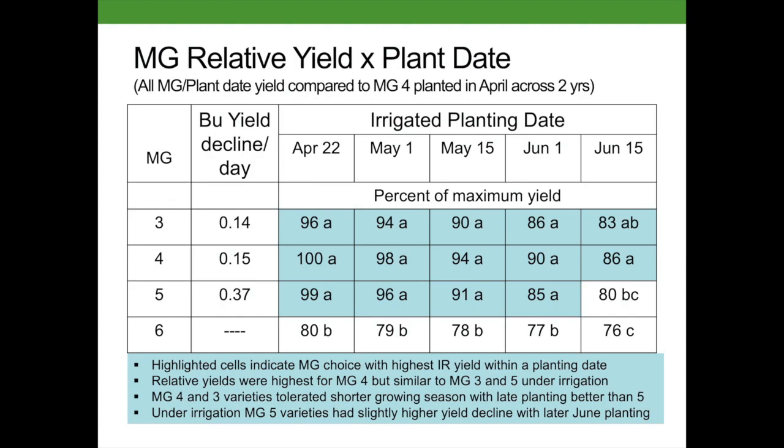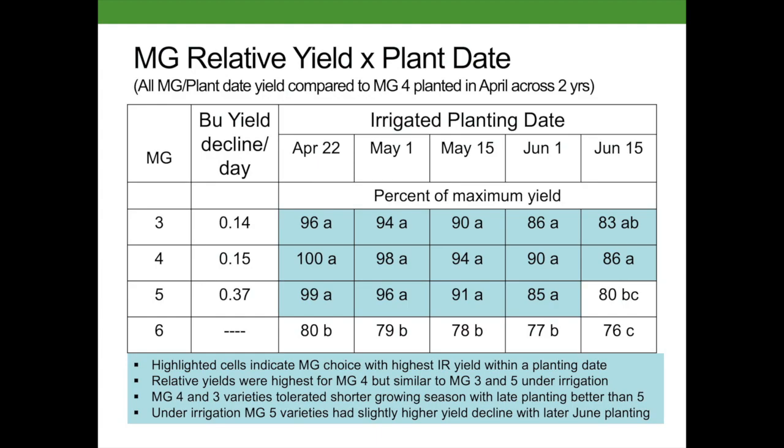When we're planting in April, May, and even early June, if we're adding irrigation, basically all of the maturity groups, the 3s, 4s, and 5s, yielded similarly. In other words, they would all be good choices for any of those planting windows. Those are the cells highlighted in blue.